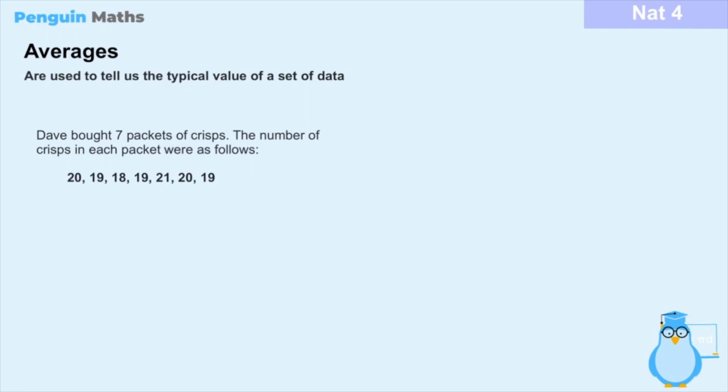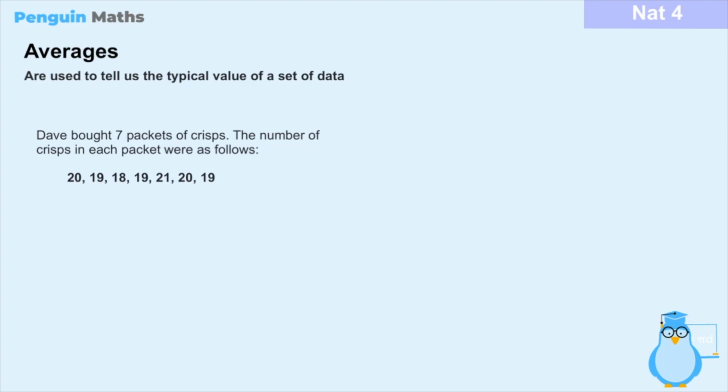So basically, if we've collected lots of results for a specific task, then we can use averages to tell us what the typical value of this set of data would be. Now here's an example to get us started with averages. We've been told that Dave has bought 7 packets of crisps, and the number of crisps in each packet were as follows. So here is the number of crisps in each of the 7 packets that Dave bought. So the first one, there was 20 crisps, then 19, 18, 19, 21, 20 and 19. And maybe it might be our job to find out the average number of crisps in each packet.